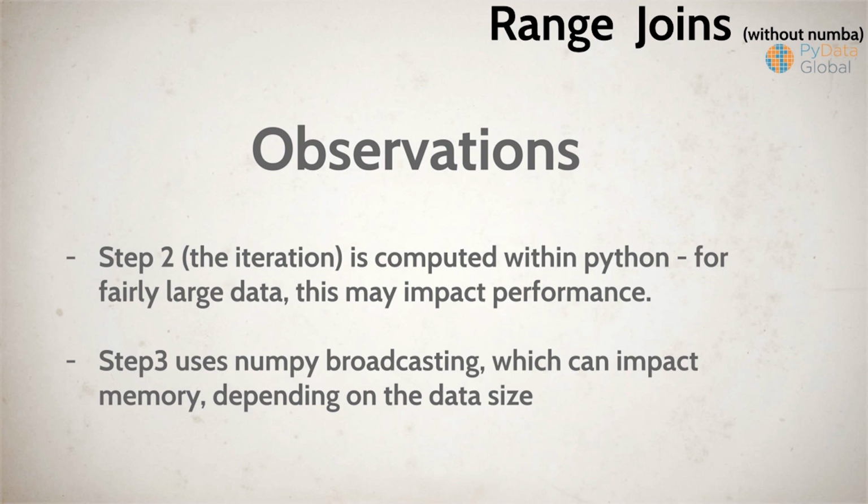There are some observations with this particular implementation. The iteration is a for loop, it's done within Python. And for fairly large data, it may impact performance. That's one thing to be aware of. The other part is when we get our search space, we blow it up so that we can compare, and then basically we're using NumPy broadcasting. Depending on the memory size, depending on the data size, that can impact memory. So these are things you should consider if you're doing conditional join without Numba.